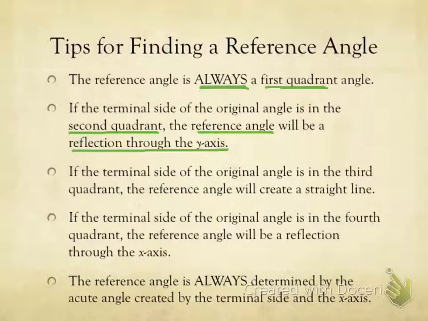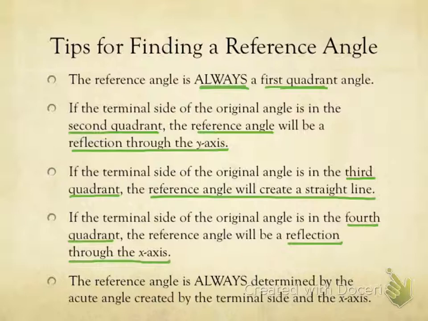Okay? Now if you have a terminal side in the third quadrant, then the reference angle is going to be whatever creates a straight line through to the first quadrant. We'll see an example of that in just a minute. And finally, if you have a terminal side that's in the fourth quadrant, then instead of reflecting through the y-axis, we can actually reflect through the x-axis to get our first quadrant reference angle.